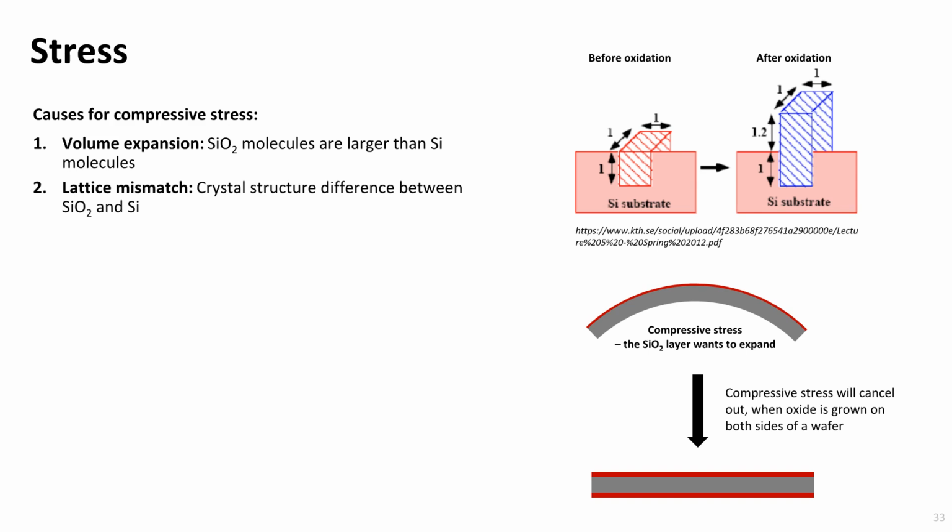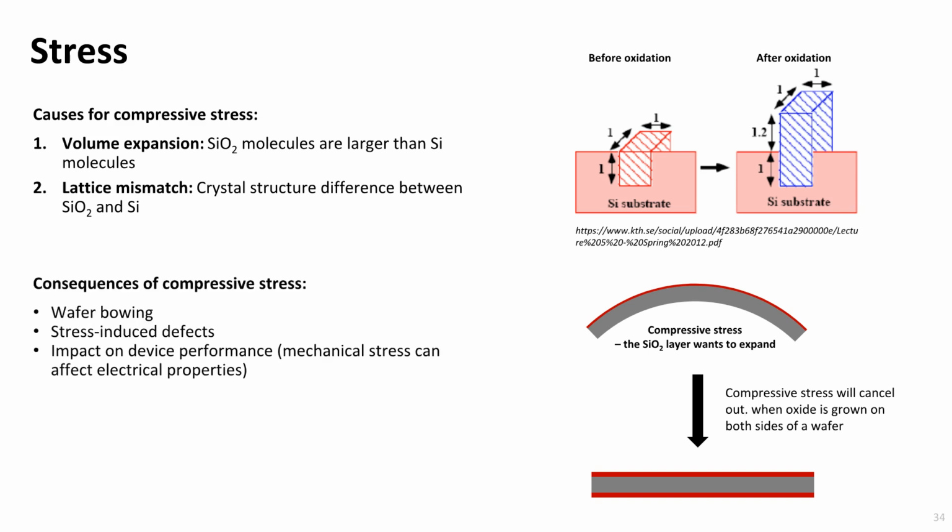And secondly, lattice mismatch. Silicon has a diamond cubic crystal structure, while silicon dioxide has an amorphous crystal structure. This difference in crystal structure leads to lattice mismatch between the silicon substrate and the growing oxide layer. To accommodate this mismatch, the oxide layer experiences compressive strain, contributing to the overall compressive stress. The consequence of the compressive stress can cause wafer bowing, stress-induced defects, or reduced device performance. Be aware that the stress will cancel out when oxide is grown on both sides of a wafer. A silicon nitride layer with a tensile stress can also be deposited on the oxide layer to reduce the stress.